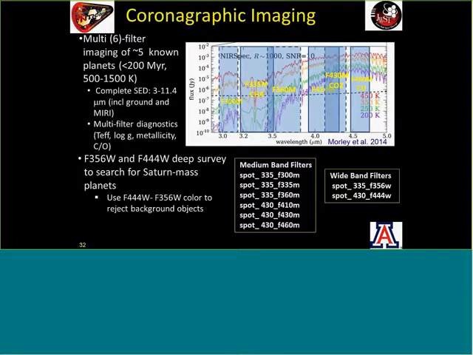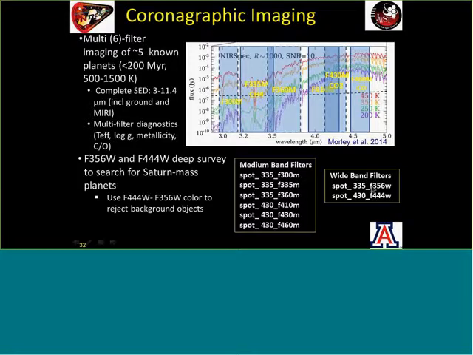So the coronagraphic imaging is, at the moment, we're thinking of a survey where we would use these filters, and also this selection of filters would be to characterize the planets that are already known in the systems, and then two-band, wide-band deep imaging to look for lower mass planets, and 2 filters so that one can reject background objects.